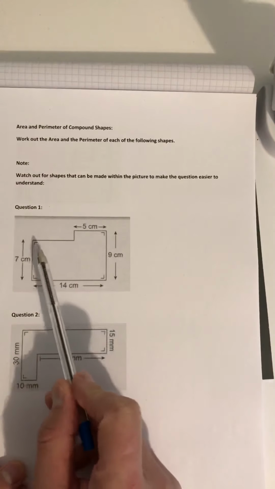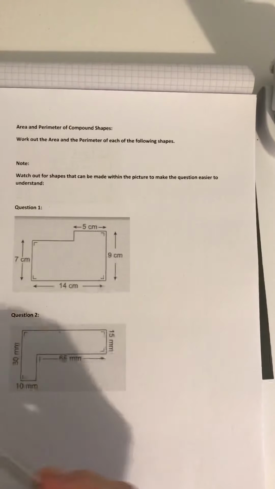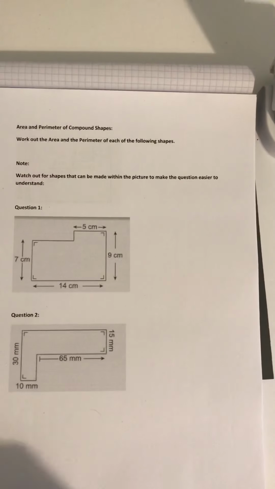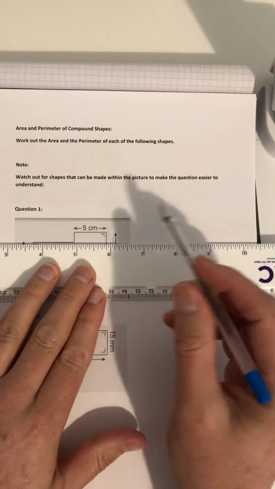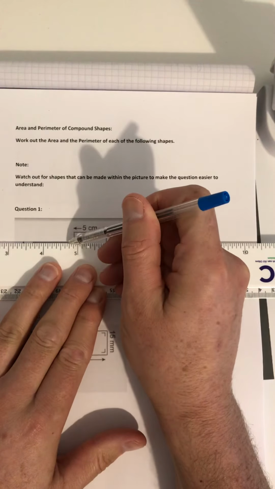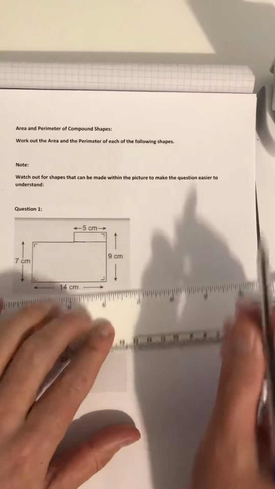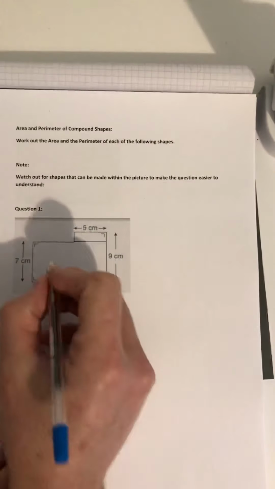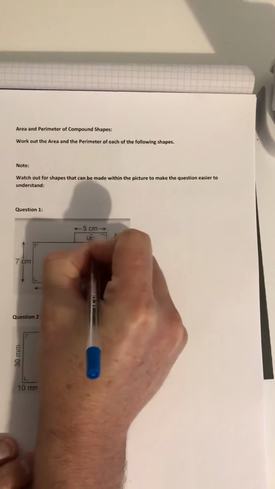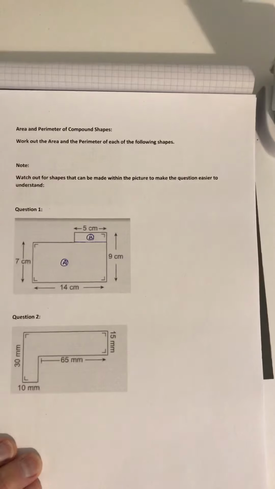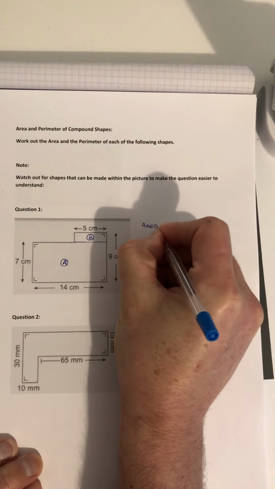Okay, so this isn't a full rectangle, but it is made up of rectangles. You can do this a couple of ways, but there's one rectangle here. If I continue that line across, now I have two rectangles, rectangle A and rectangle B. So the first thing I'm going to do: how will I find the area of A?